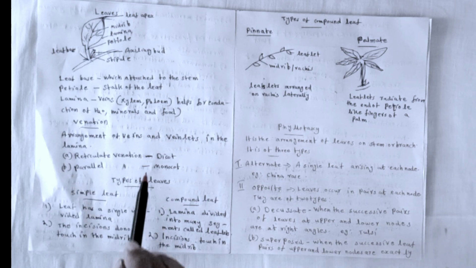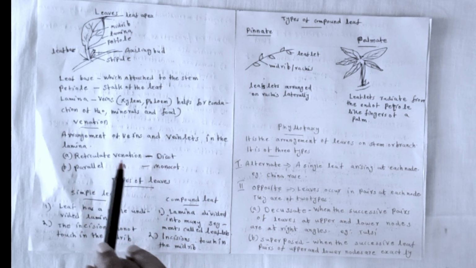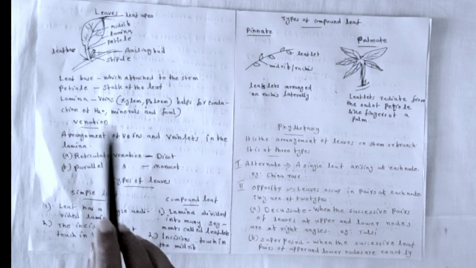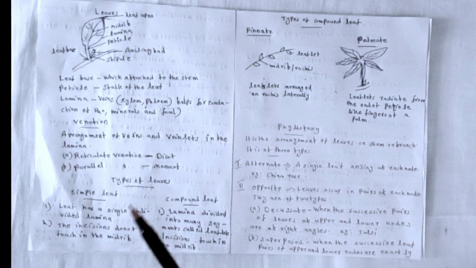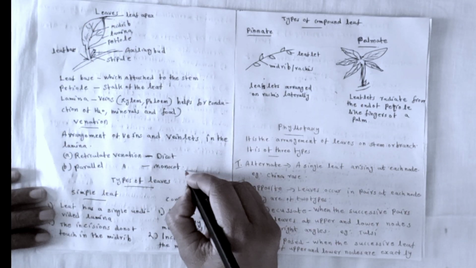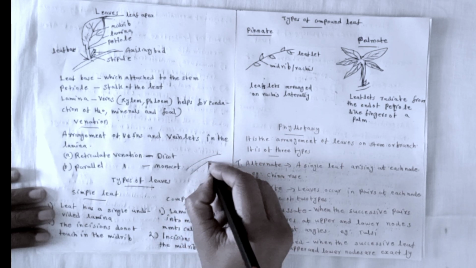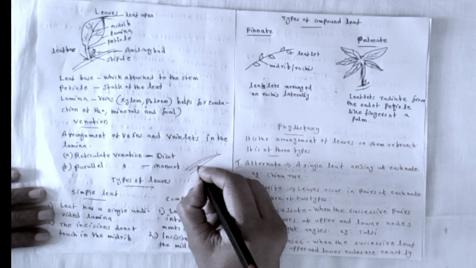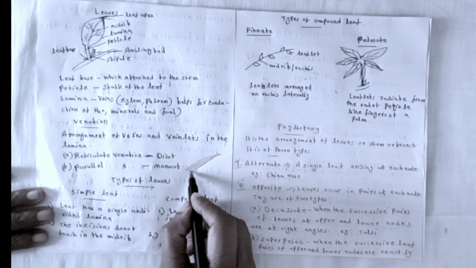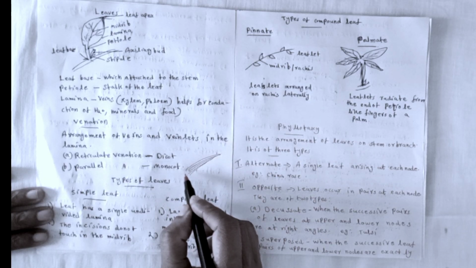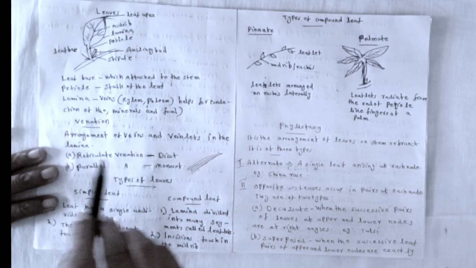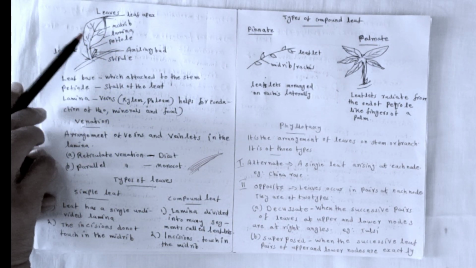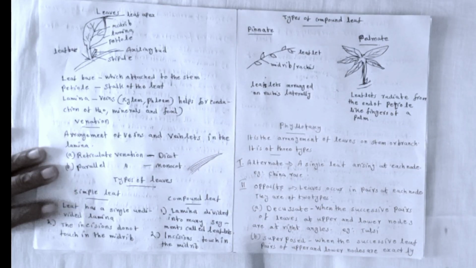Usually, in case of dicot plants, reticulate venation is seen. This is the type of reticulate venation. But in case of monocots, parallel veins are seen, so they are known as parallel venation. Veins are arranged parallel in case of monocot leaves, for example grass, wheat, rice, etc. But in dicot plants, usually the reticulate type of venation is seen. That is the branched type of venation.